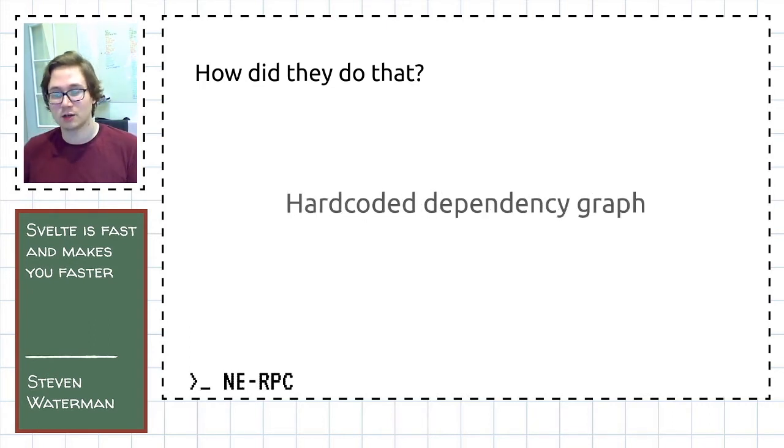So it's got a hard-coded dependency graph. And essentially that means that it knows which variables affect which bits of the page, and it knows that because it's hard-coded in the JavaScript, because it works that out at compile time and then puts it in the output JavaScript, rather than trying to constantly figure that out every time it tries to change anything, every time you load the page, as you would with a general runtime library.